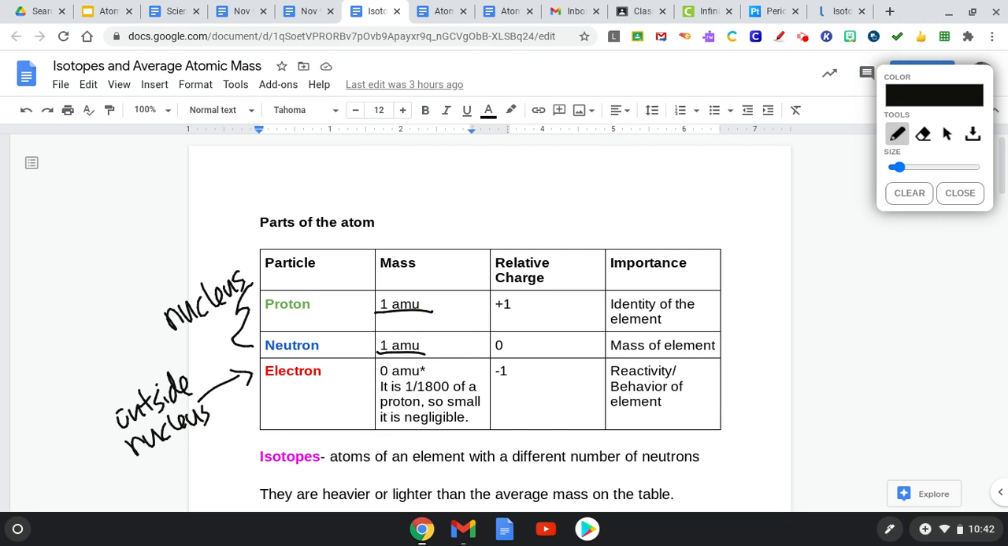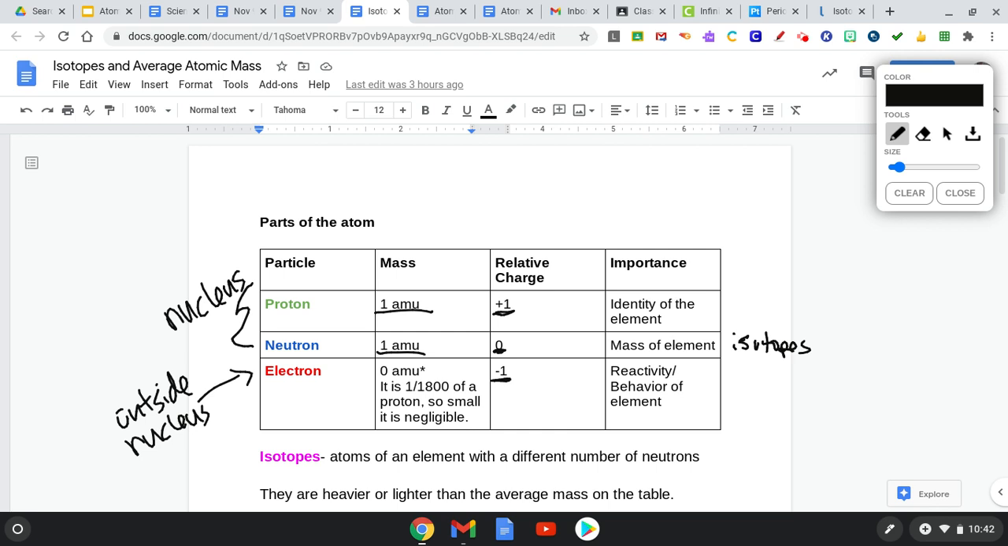Okay, now the relative charge is also something that's really important. You've got to understand that the proton is +1, electron is -1, and the neutrons are 0. They don't have a charge, they are neutral. Now, the importance of each. The proton tells us the identity of the element. If you change the number of protons, you change the element. The neutron really only determines the mass of the element. If you change the number of neutrons, then you're going to get isotopes.